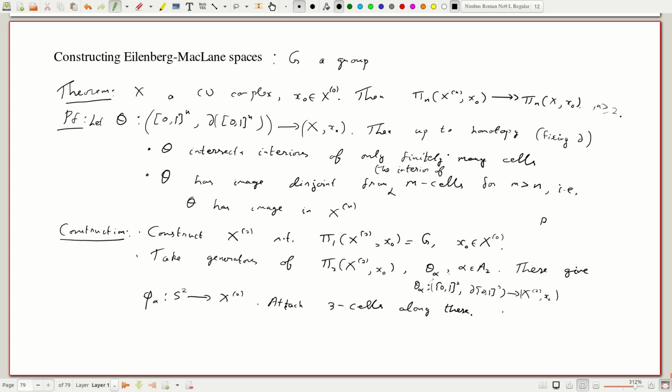When we attach a 3 cell along this, if I have a specific map from S2 and that map bounds a 3 cell, then the corresponding homotopy theta alpha extends to a homotopy from this to the identity. Given theta alpha, you get a homotopy from this to the identity. We proved this when we assumed all maps extending is equivalent to the homotopy group vanishing, but a specific map extending is, for exactly the same reason, equivalent to the specific map being trivial in the homotopy group. So we attach 3 cells along this. Now we are done.